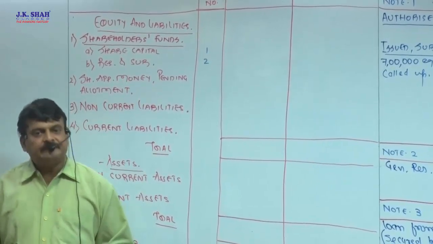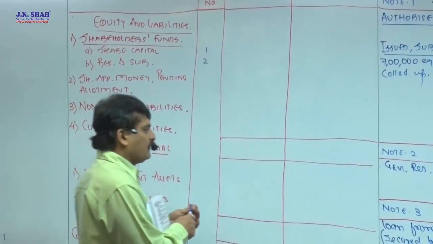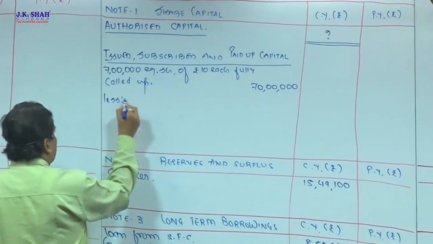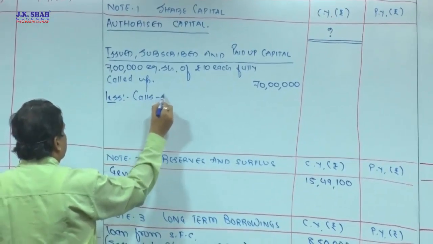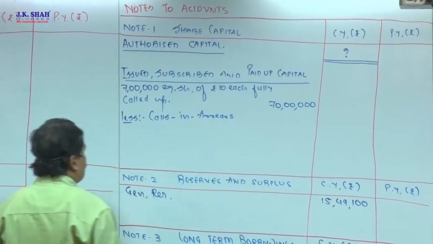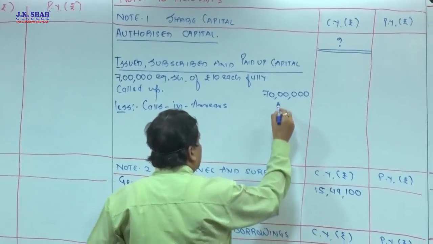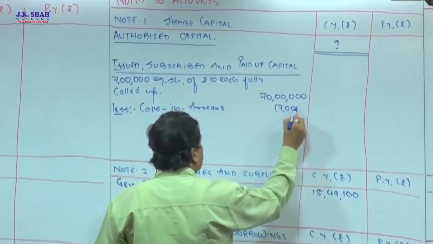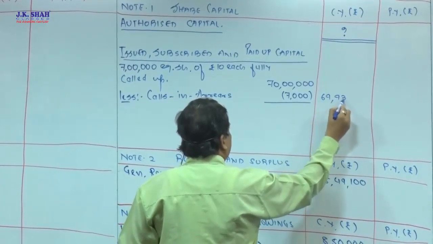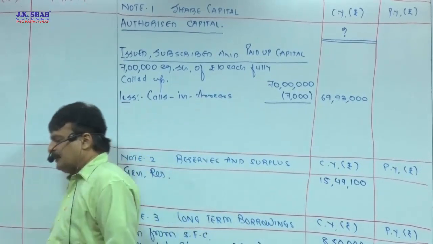Credit balances are over. We move to debit balances. Calls in arrears are deducted from share capital. Less: calls in arrears. What is the amount? 7,000. Subtracting will give you 69 lakhs 93,000.